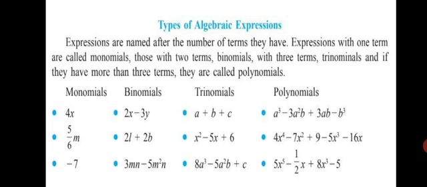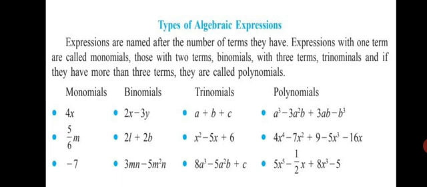Okay, so let's have a look at some examples of monomials. 4x, you will see only one term, 5 upon 6m, minus 7. These are all monomials. Binomials, you will see there are two terms like 2x minus 3y, 2l plus 2b, 3mn minus 5m square n. So you will see two terms are there and there is an operation sign in between them. Trinomials, you will see three terms, a plus b plus c, x square minus 5x plus 6, 8a cube minus 5a square b plus c. So three terms means trinomials.